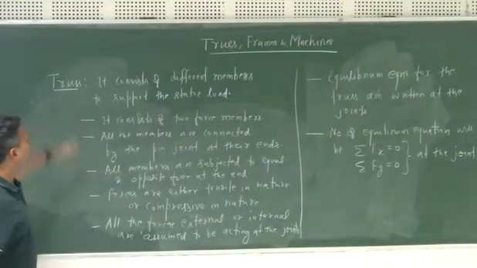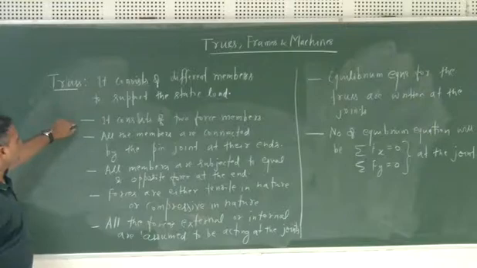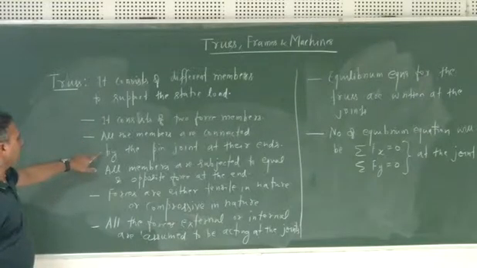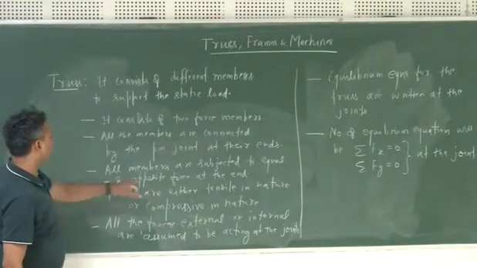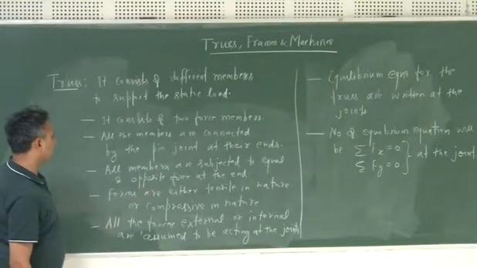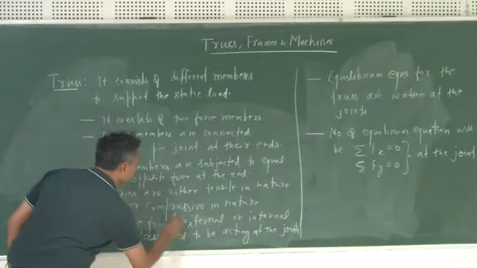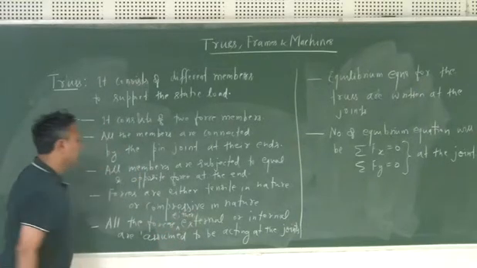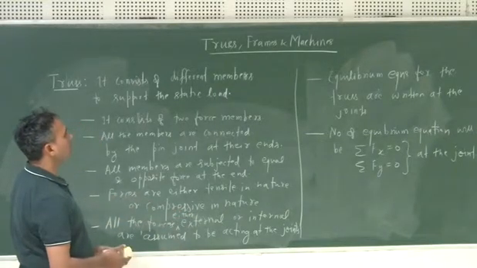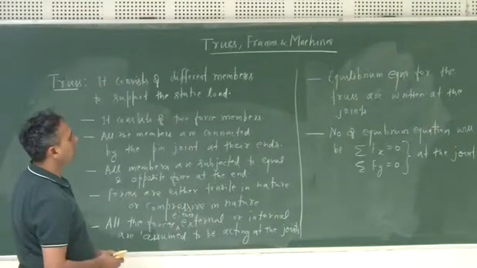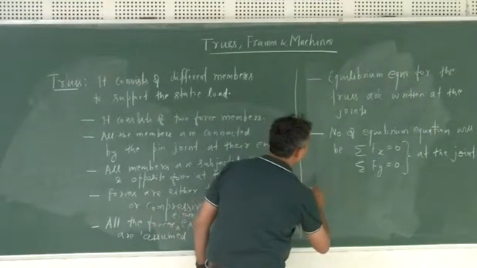So these are very important components of the truss. It consists of two force members. All the members are connected by pin joints at their ends. All members are subjected to equal and opposite forces at the ends. The forces are either tensile or compressive in nature. All the forces, either external or internal, are assumed to be acting at the joints. And equilibrium equations for the trusses are written at the joints. Then the number of equilibrium equations, and how to find the forces.